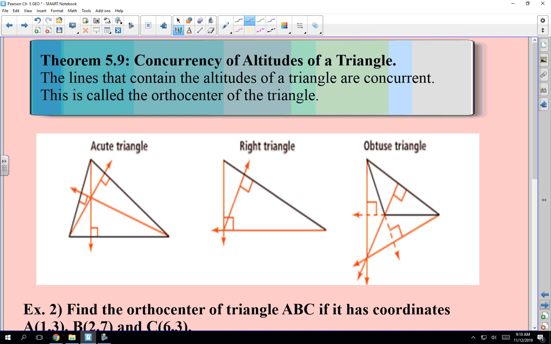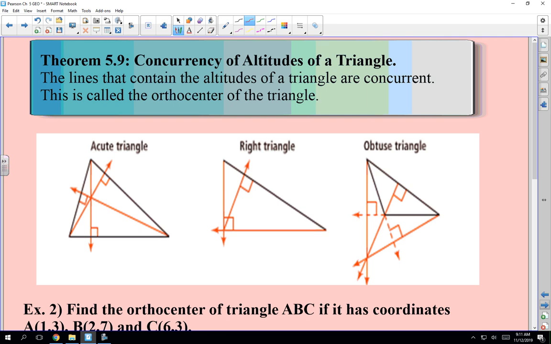So they're just claiming that the lines that contain the altitudes, here they have a picture, guys, of an obtuse triangle, all meet at a common point, and that's called the orthocenter. There's the acute triangle. There's the right triangle. The right triangle is easy because it's the two legs that are two out of three of the altitudes. So if it's a right triangle, you don't even have to construct it. You could just trace the legs or find the right angle, and that's where the orthocenter is. So that's kind of cool.